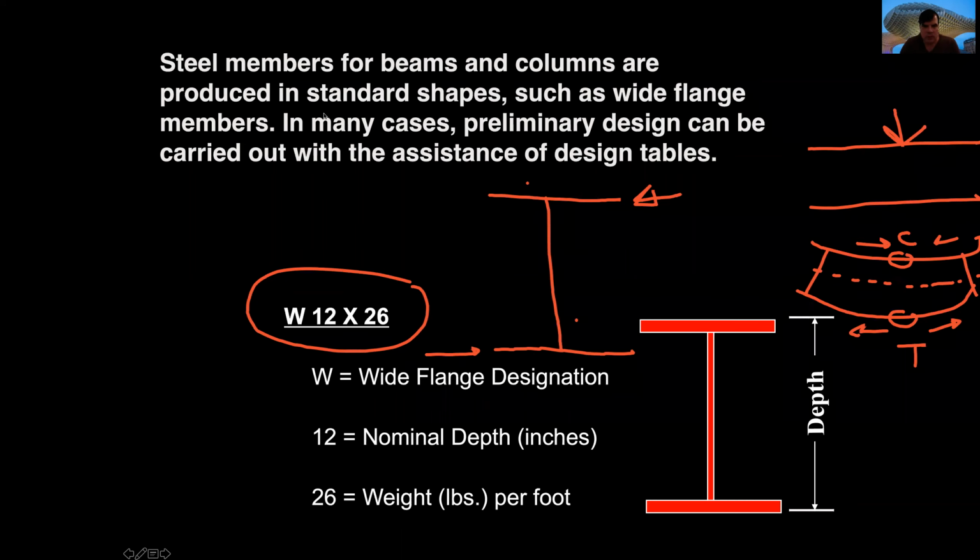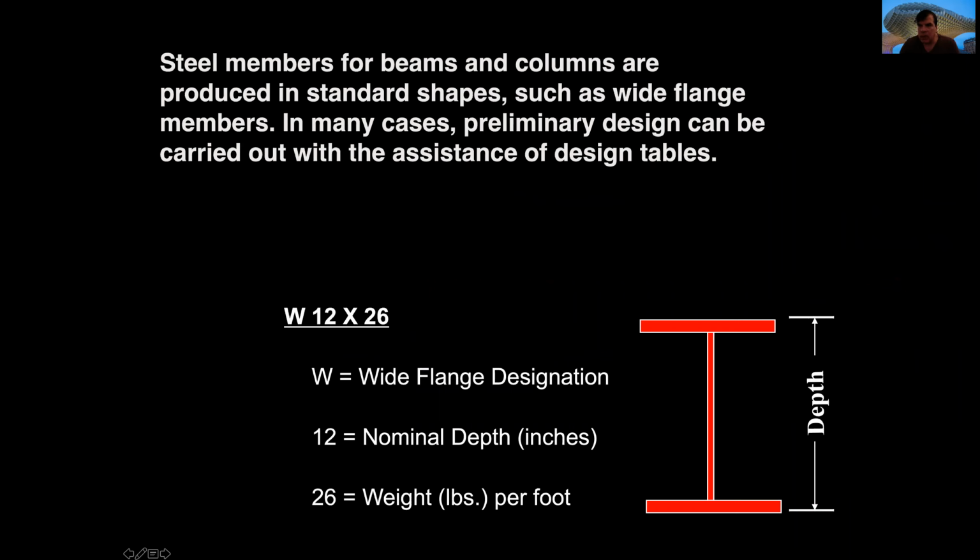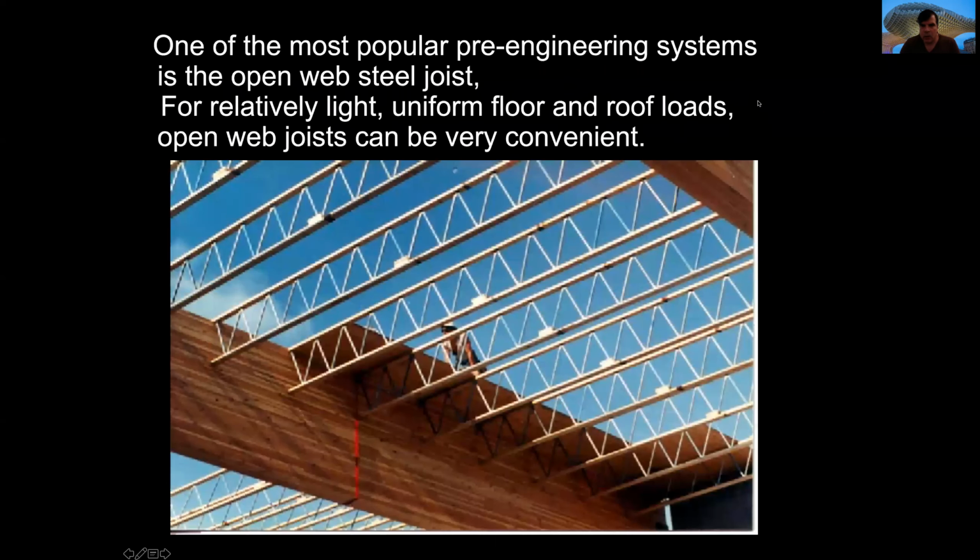Well, an open web joist is something similar to it. It works a little bit like a truss, where we can just have elements that are heavier in the top and bottom areas, and a web area where you have less material in the center. These kinds of joists are very convenient when we have relatively light and uniform floor or roof loads.